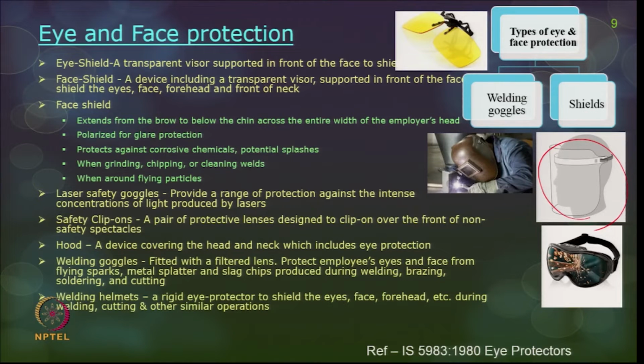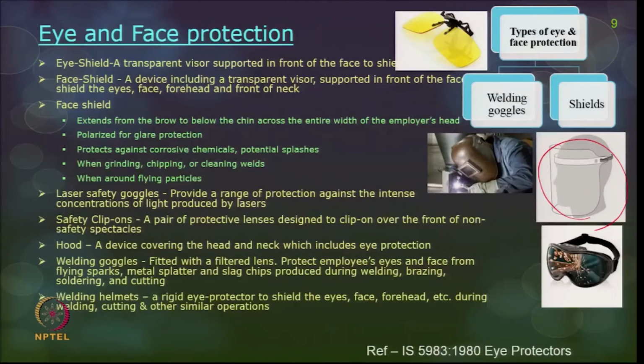Then next is laser safety goggles. It provides a range of protection against intense concentrations. You can either have a variation through wavelength or a variation through lenses. Accordingly, you can safeguard against the welding and also the laser ones. The next is safety clip-on. So, this is primarily a safety clip-on. You only have a lens which can be fixed over your regular spectacles and which can protect your eyes.